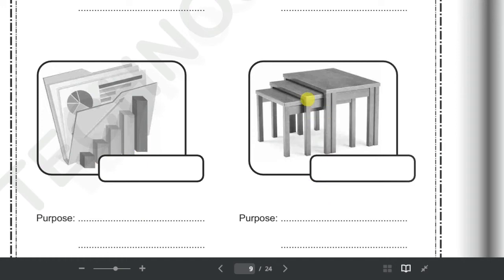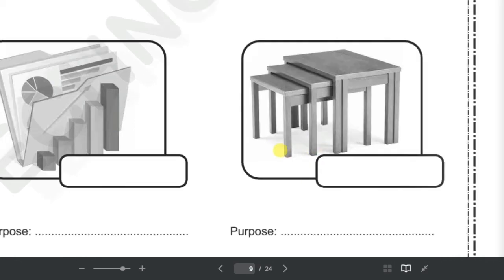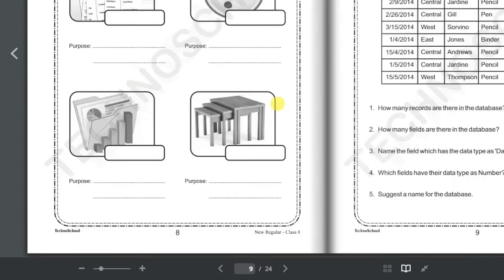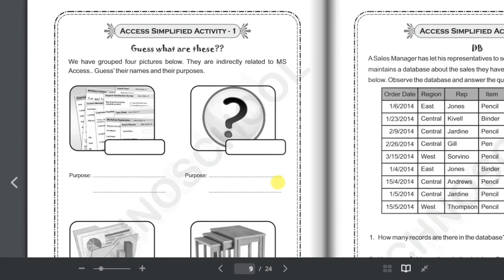Okay, next one, you can see a picture that you are all familiar with: tables. We can create tables in MS Access as per your requirements. How many columns you need, how many rows you need, you can create tables. Here you have to write answers. In MS Access we can create tables as per your requirements. It is used for creating tables. It is a very simple and basic worksheet for MS Access.